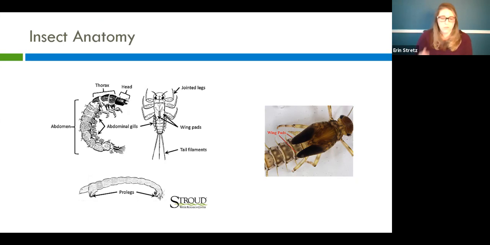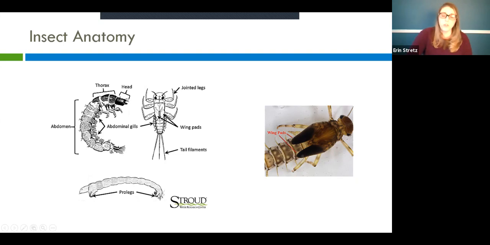Abdominal gills, and just gills in general, are another thing that we'll be looking for. They tend to be fleshy and they can be branchy, like they are for this net spinning caddisfly on the left here. Or they could be kind of wider with a broader edge, as they would be for the abdominal gills along the abdomen here of the mayfly. So the gills are great for us to use when we're in the field, especially because we're looking at these organisms alive. We're pulling them from the stream and we can see them and use their movement as well while we're doing our identification.